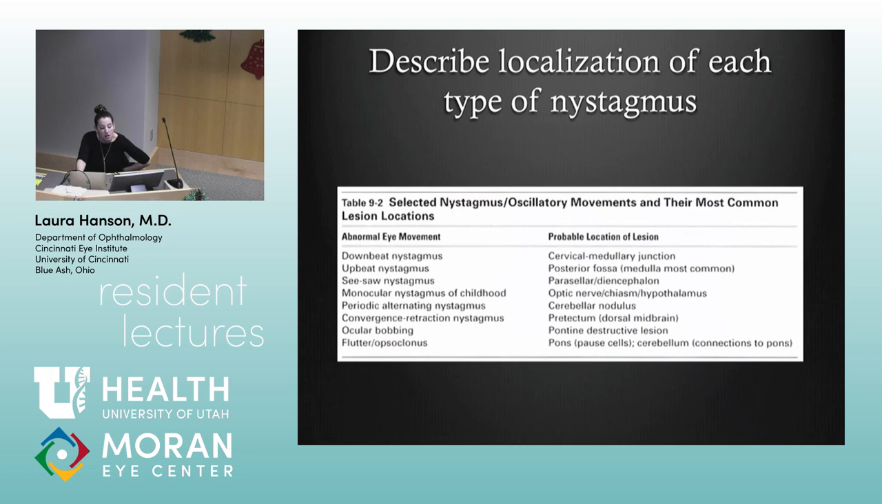So you do have to know the localizing types of nystagmus. If they're going to ask you about one, it's probably downbeat, and then the next most common is probably seesaw or opsoclonus. So downbeat nystagmus, you want to know that it is pathology at the cervicomedullary junction, but also medication induced, like lithium and some of the other anti-seizure medications. Opsoclonus can be paraneoplastic. You want to know that.